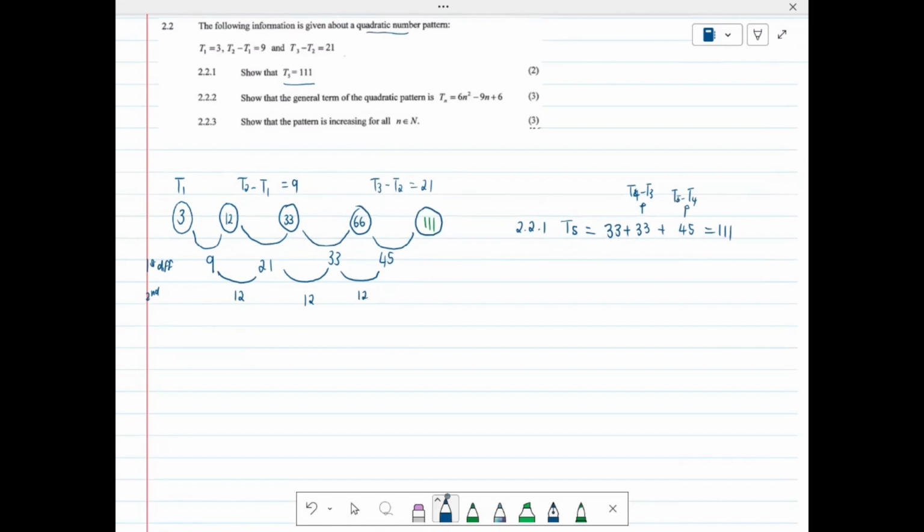Okay. Let us have a look at the next one. 2.2.2 says show that the quadratic general term is Tn is equal to 6n squared minus 9n plus 6. So to get the general term of a quadratic formula, we use the three formulas. 2a is equal to our second difference.